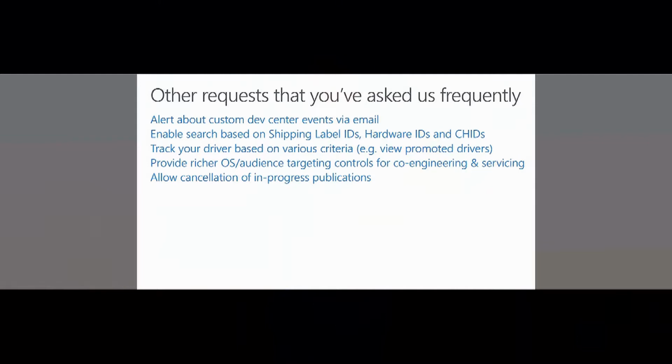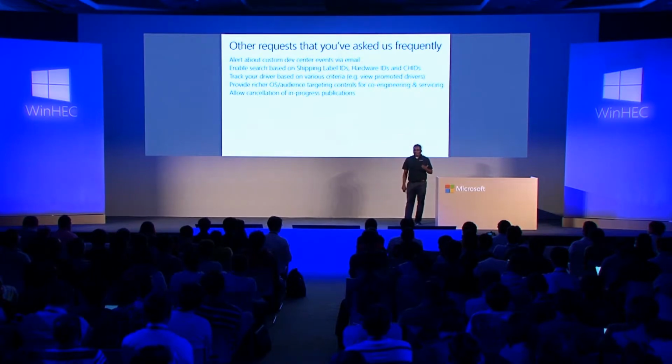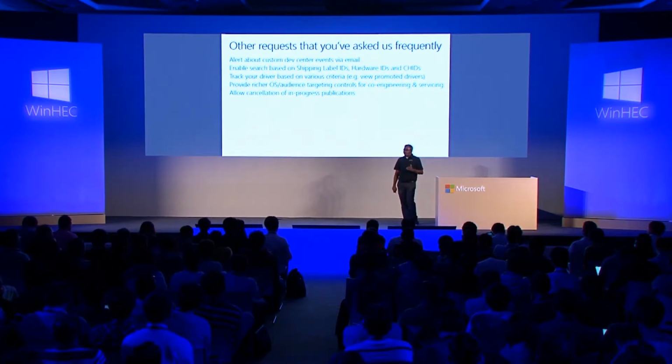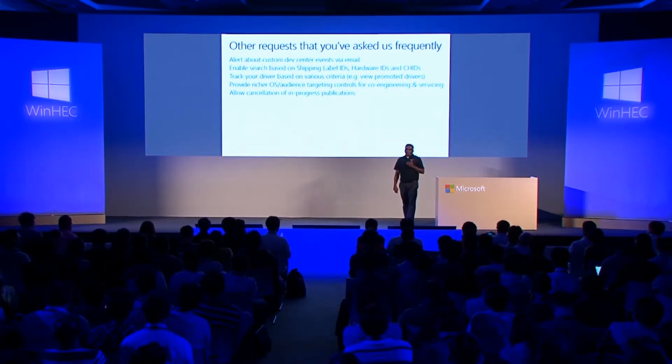So, in addition to just the underlying issues, we've also seen various themes of feedback, which we have touched on at different points in the presentation. I think it is very clear that the ability to notify you of things that you care about in a very custom way is important. And so we need to think through how we notify today and how we can make changes there. You've also given us feedback that you want to be able to look for things based on various identifiers. It could be shipping label identifiers, hardware ID, or CHIDs. And we need to do a better job of exposing these things to you so that you can search for the things that you care about quickly.